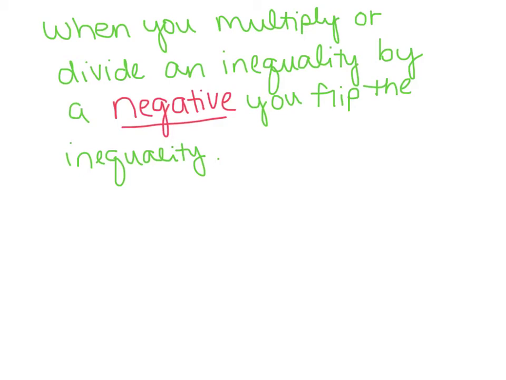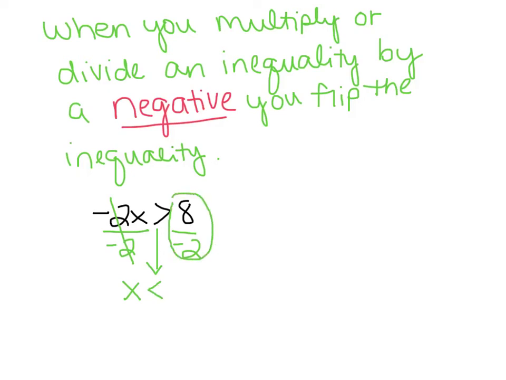Let's look at an example on this page. Negative 2x is greater than 8. So I'm going to divide by negative 2, I'm going to divide by negative 2. Negative 2 divided by negative 2 is 1. Because I divided by a negative, this is going to change directions. And then the rules stay the same. 8 divided by negative 2 is negative 4. So the inequality flips over or changes directions. So if I graph that on a number line, negative 4 is here, open circle, to the left.